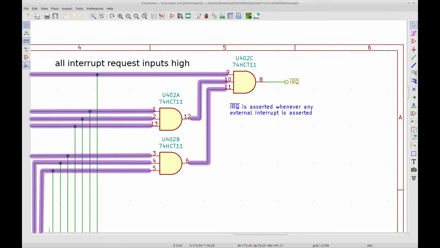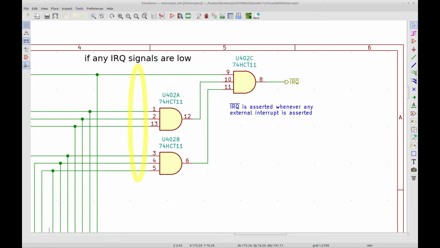So, when all of the interrupt request signals are high, meaning not asserted, the output to the CPU's IRQ input is high, and no CPU interrupt is generated. If at least one interrupt request signal is low, meaning asserted, that is sufficient to drive the CPU's IRQ input low, causing a CPU interrupt to be generated and resulting in the execution of the software interrupt handler routine.